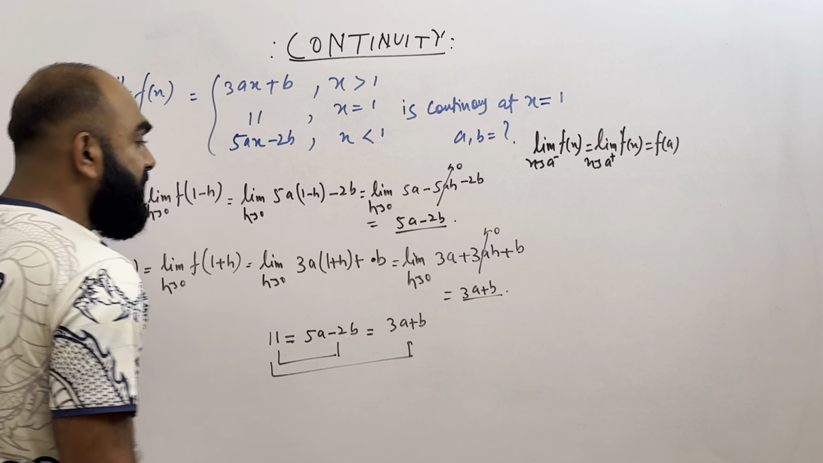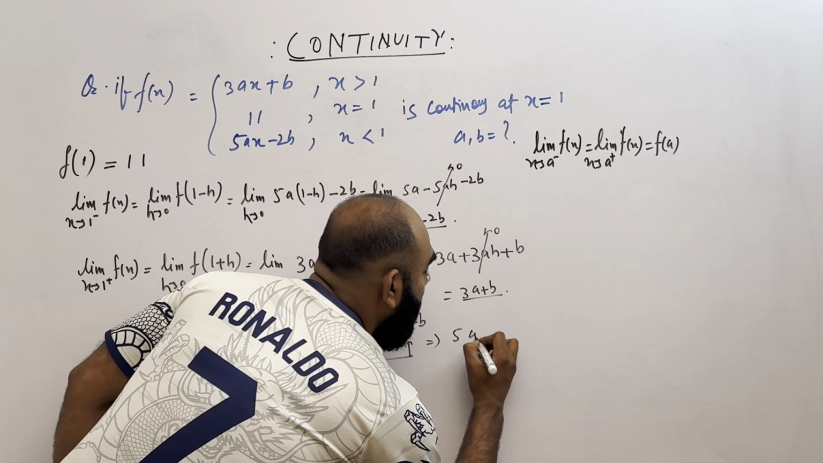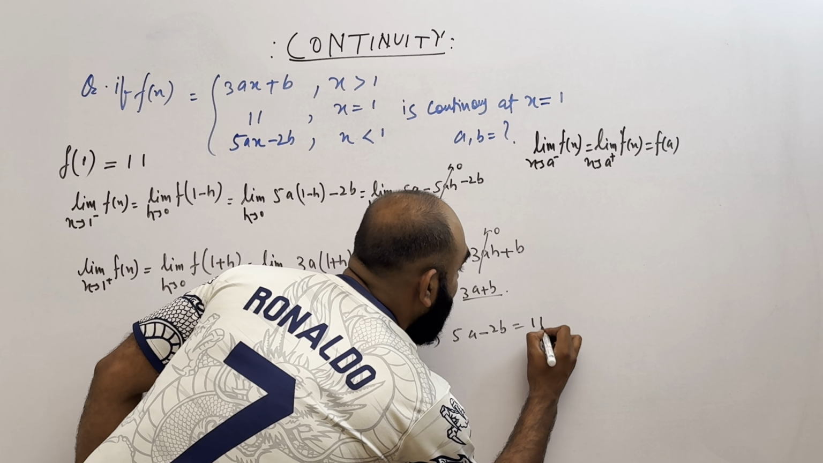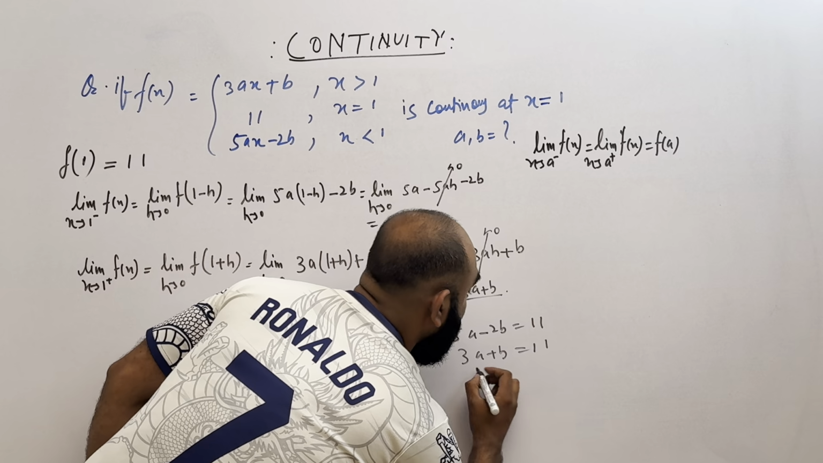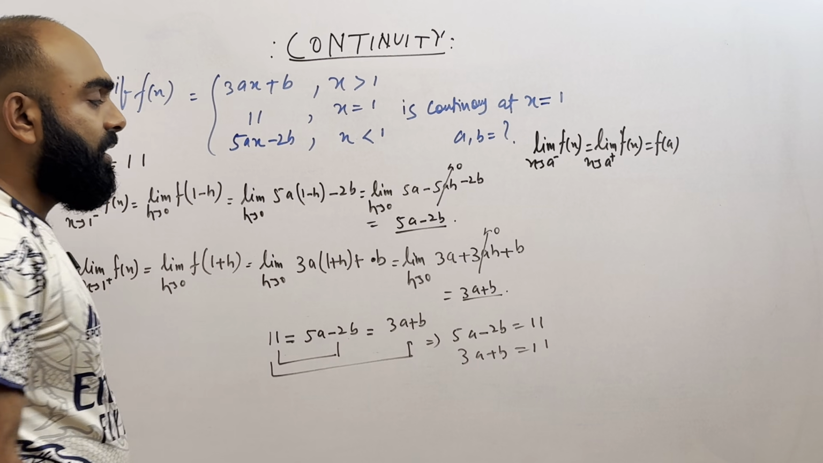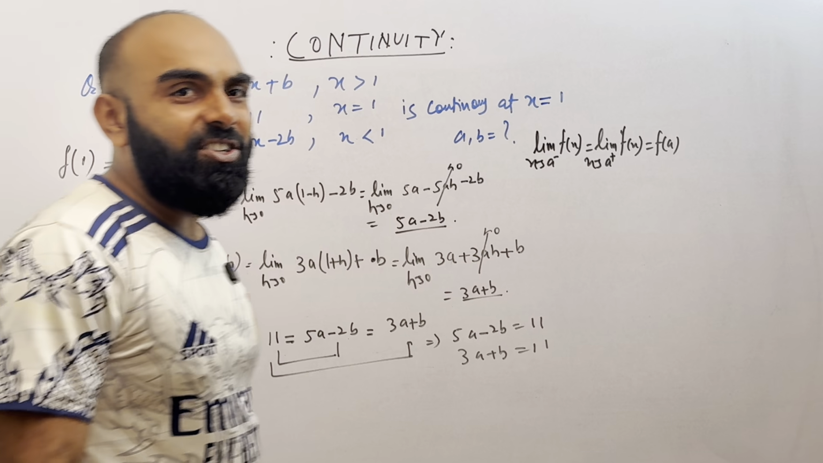So what will be the equations? Sir, your equation is 5a minus 2b is equal to 11 and 3a plus b is equal to 11. Now you solve it. Sir, to solve, make one term same. Make means we have to do the elimination method.